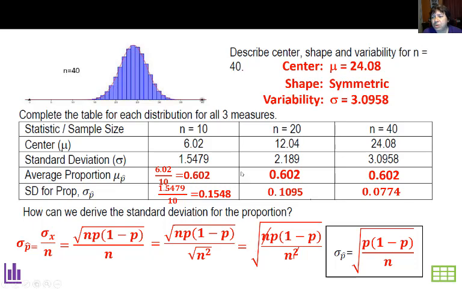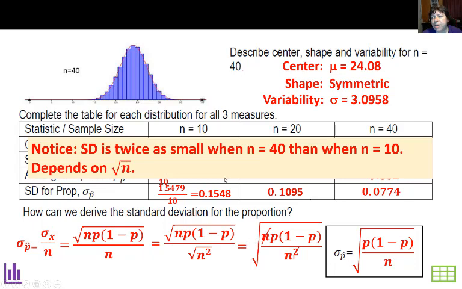So if the proportion's the same, as I get bigger and bigger sample sizes, what's going to happen? It gets smaller. Not by n, but by the square root of n. So if you notice, my standard deviation for n equals 40 is twice as small, or half as big, as my standard deviation for 10. Well, a sample of 40 is 4 times bigger than a sample of 10. What's the square root of 4? 2. So that is the scale factor going between these two. This one is twice as big as that one.